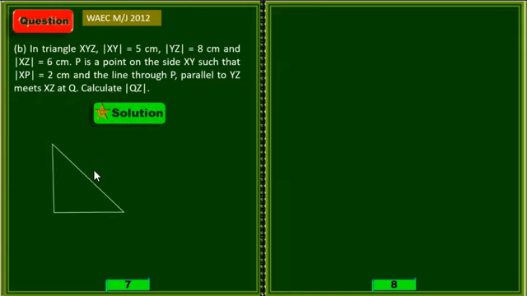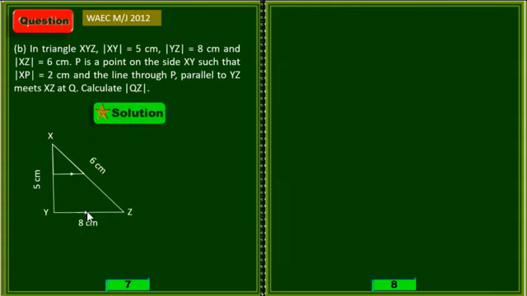First thing, we must sketch this diagram. In problems involving geometry, if you do not sketch the diagram, you will not score anything. So now we sketch. We label the triangle XYZ given. Then XZ we are told is 6 centimeters and XY is 5 centimeters and YZ is 8 centimeters. Now we are going to get the point P, and that is the point here.